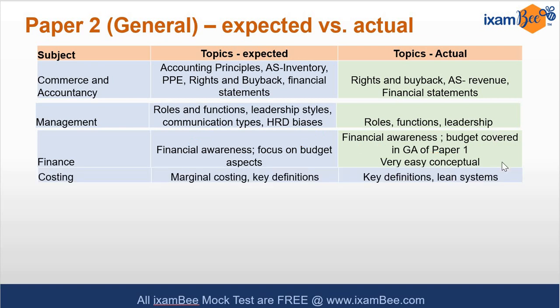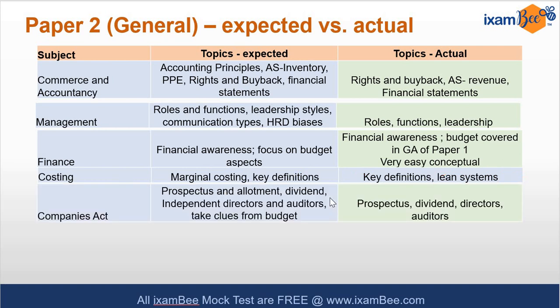Costing was what did not really happen as per the expectation. I was expecting marginal costing to be covered well with key definitions. Yes, there were certain key definitions like for imputed cost and indirect costs that were indirectly asked. But the major focus for costing has been lean systems in paper 1, which was something that I was not expecting. So there is a deviation in this particular topic.